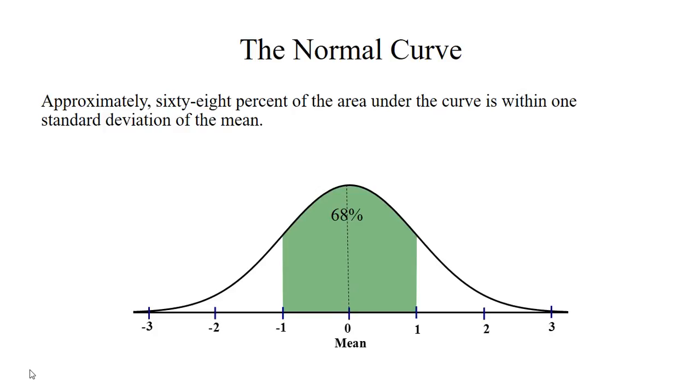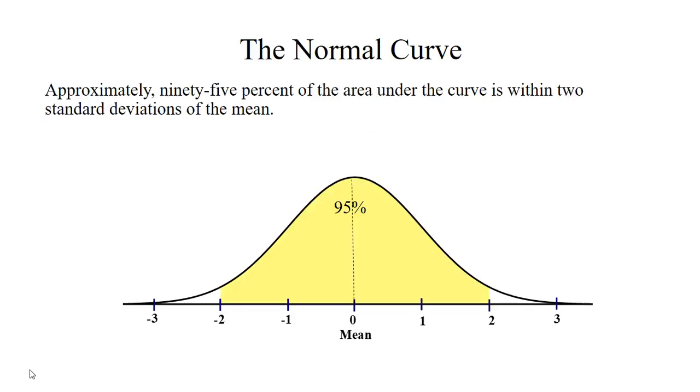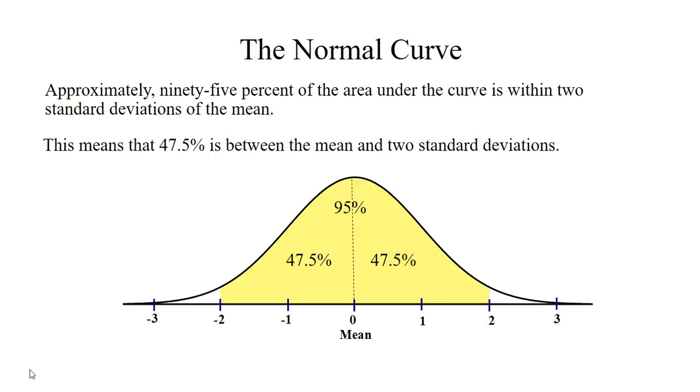Approximately 68% of the area under the curve is within 1 standard deviation of the mean. That means that we have 34% of our data values between the mean and 1 standard deviation. Approximately 95% of the area under the curve is within 2 standard deviations of the mean. Again, you can break that up, so you have 47.5% of your data values between the mean and 2 standard deviations.